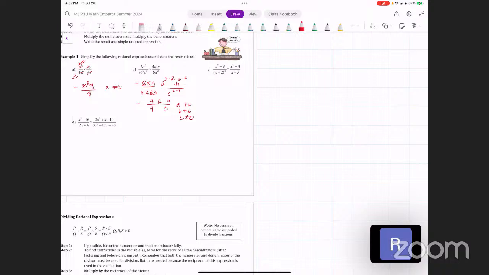Are you following that technique? Okay, can you just do the C this time? Factor it, cancel the term, okay?